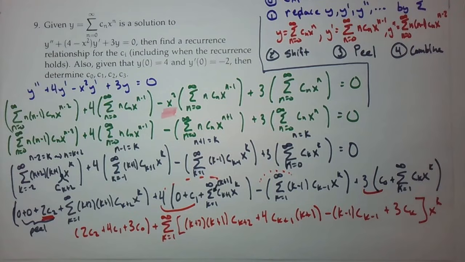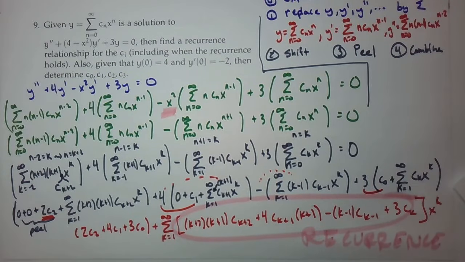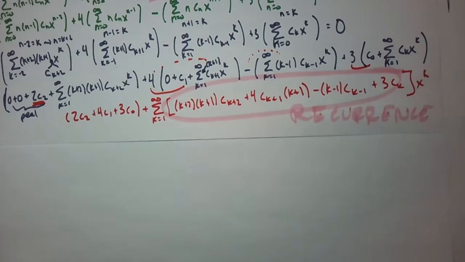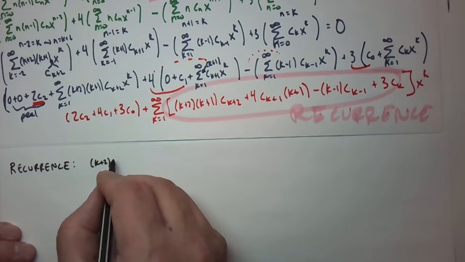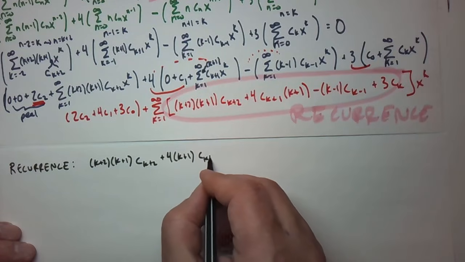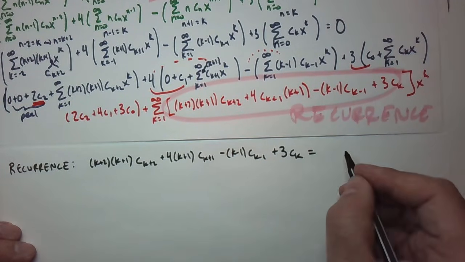Now, once you've done all of this, you've run out of space on your page. But the good news is, you've basically got the answer. Where's your recurrence relationship? We've written it down. This is your recurrence. That's what the problem was after. So, what we have is our recurrence, which says k plus 2 times k plus 1 c sub k plus 2 plus 4 times k plus 1 c sub k plus 1 minus k minus 1 c sub k minus 1 plus 3 c sub k is equal to 0.